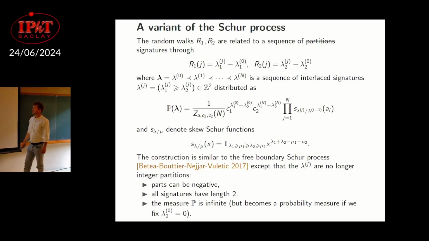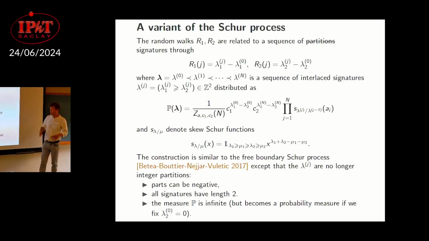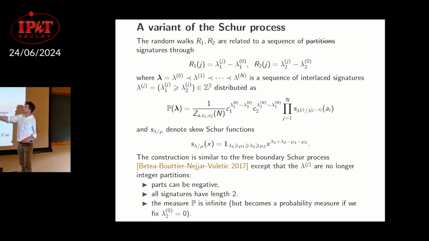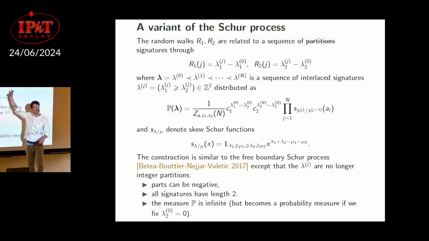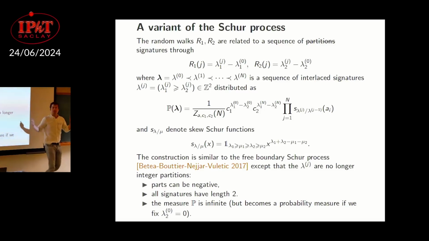This model is similar to various probability distributions on random partitions that are variants of the Schur process. In particular, it's connected to the free boundary Schur process, except that here we have signatures, the parts can be negative, and also, I went a bit fast, but this is not really a probability measure. This is an infinite measure invariant by translation, and so it becomes a probability measure if we fix the value somewhere, and there are some subtleties.